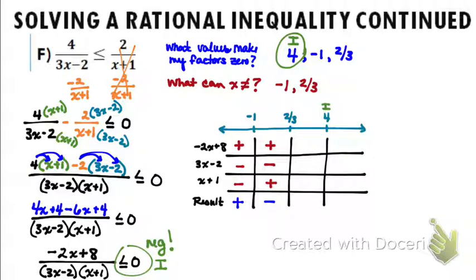Third column. Have a positive here. Positive. Positive. For an overall positive result. And very last column. Negative. Positive. Positive for an overall negative result. My 4 is included. And did I want positives or negatives? I wanted negatives right here.